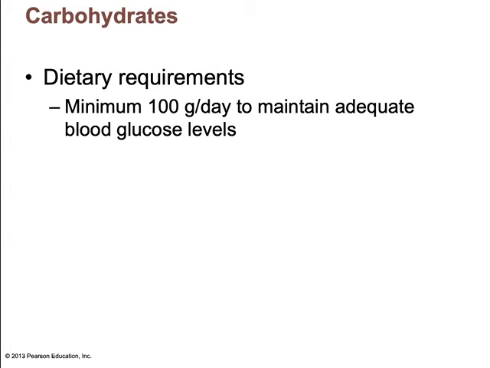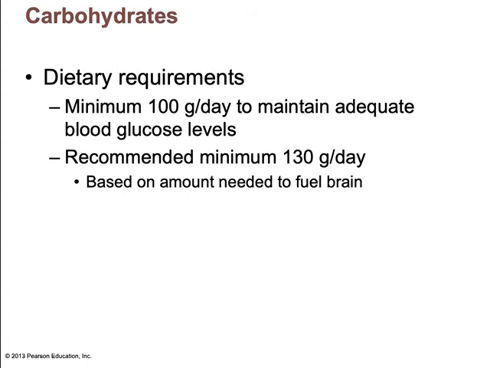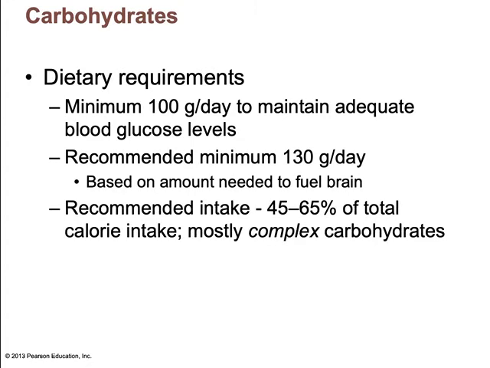Dietary requirements: minimum of 100 grams a day to maintain blood glucose levels, recommended 130, and that's to drive nerve activity, okay? Because the only fuel that the nervous system can utilize is glucose. Other tissues can use other fuel sources, and so that property is called glucose sparing. We always work to make sure that any glucose in the diet has as its first priority to go to power nerve activity, and then any remaining glucose can be used for other tissues.